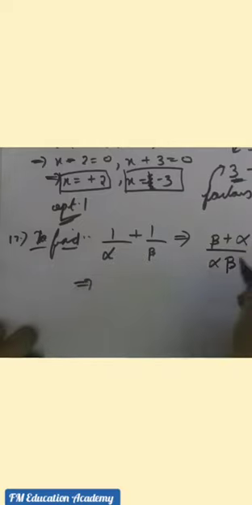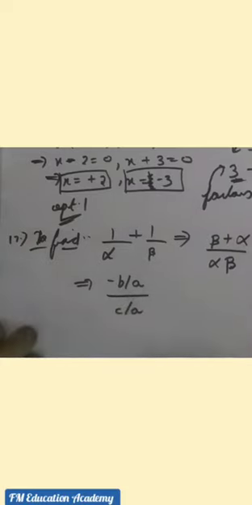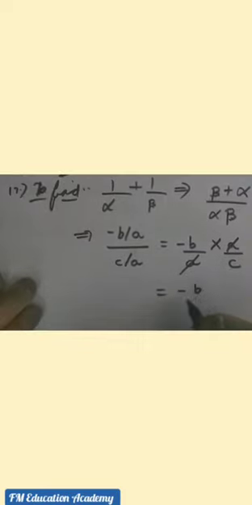So we have alpha plus beta is minus b by a, and alpha into beta is c by a. We already know this. So minus b by a whole divided by c by a, if it goes up, will become a by c. So a will get cancelled. What do we have? Minus b by c. So the value of 1 by alpha plus 1 by beta is minus b by c. In which option do we have minus b by c? Option 3. So the answer of the 17th question is option 3, minus b by c.